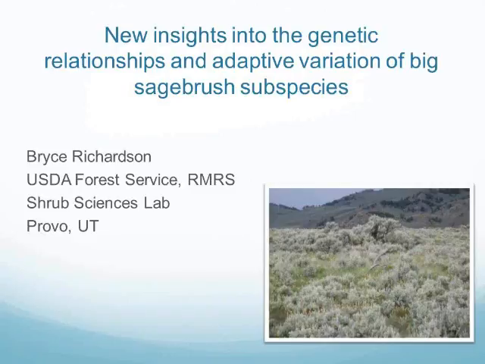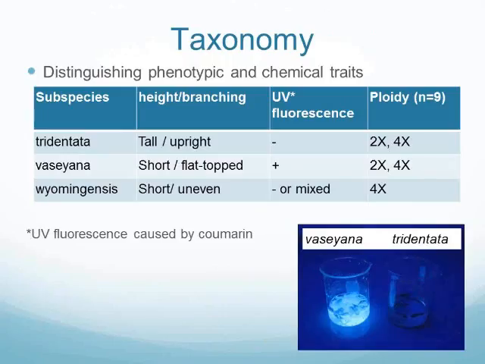Okay, so I guess to start off with, I'm going to make the argument that to really do restoration successfully, we need to understand what our species are, what the boundaries are between our species, and also where the populations exist within species. And this is both a morphological question and a molecular question.